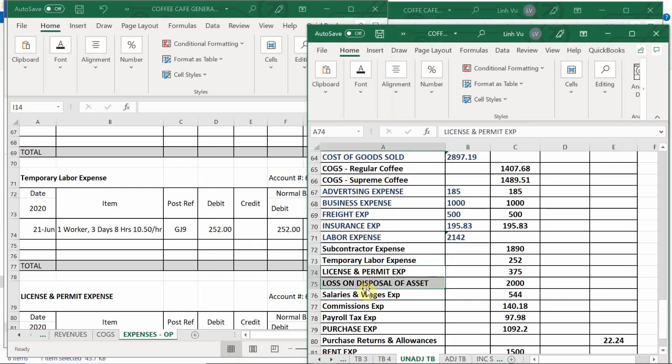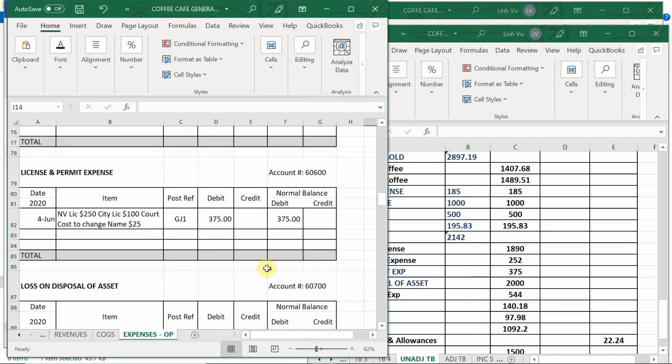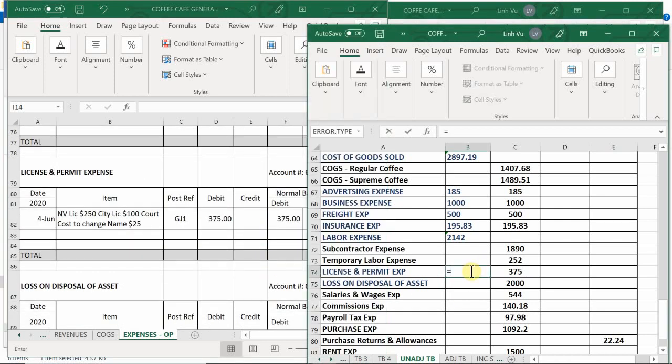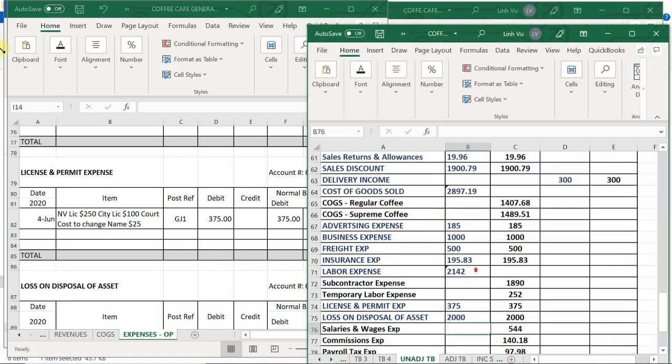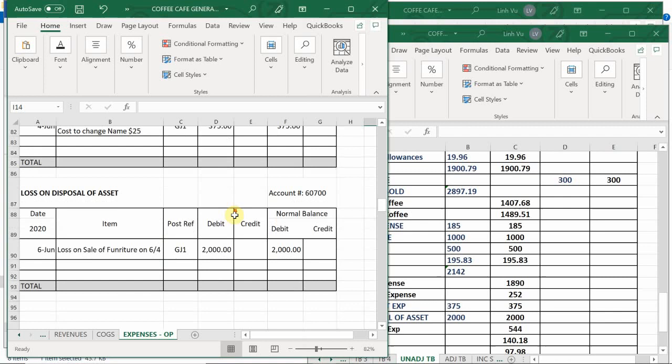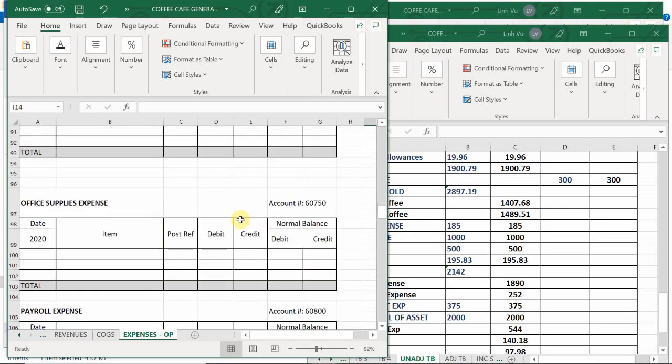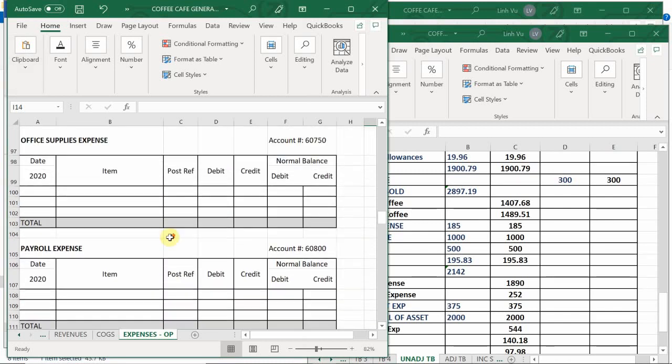Now we have loss on disposal of asset. Well, first we have license. License, we have 375. Loss is still 2,000, right? We haven't done office supplies expense yet. That's going to be considered an adjustment entry, so nothing there yet.